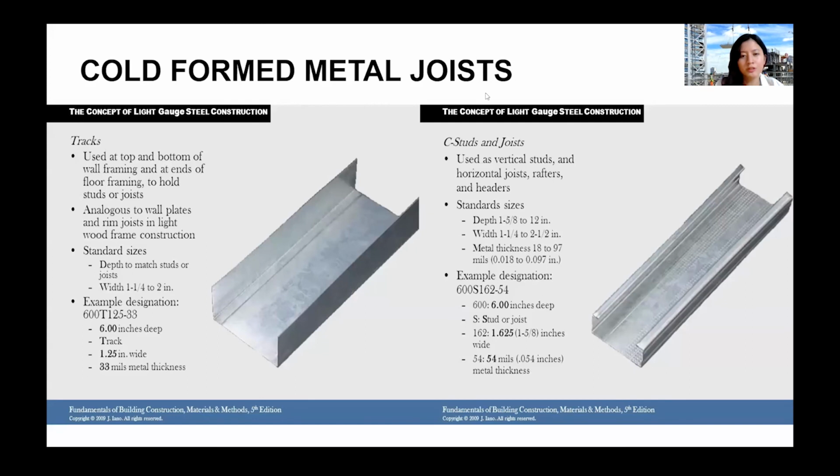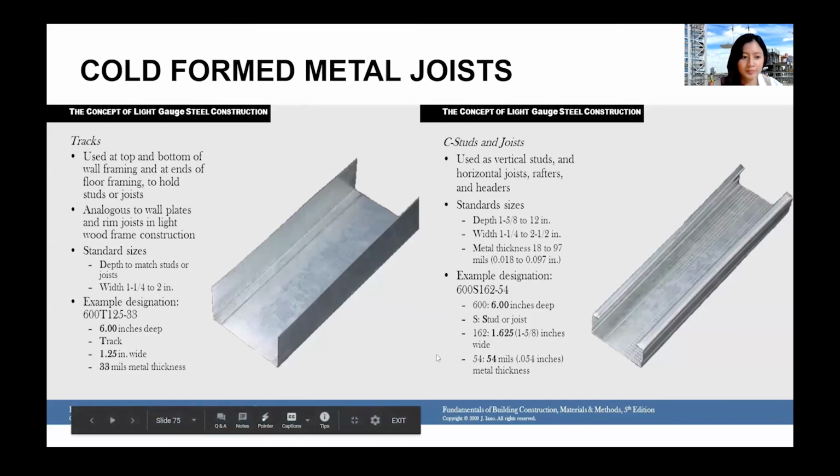Cold formed metal joists are used in the construction of metal joist framing systems. The tracks are used at the top and bottom of wall framing and at the ends of floor framing to hold studs or joists. And then there's the C-studs and joists used as vertical studs and horizontal rafters. Here are the standard sizes of these steel materials, and then there's also an example designation.